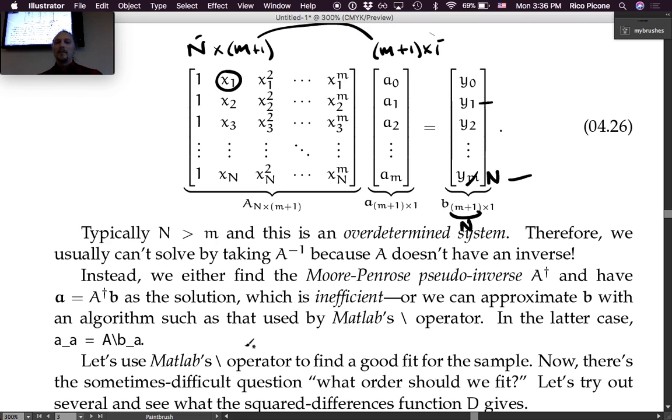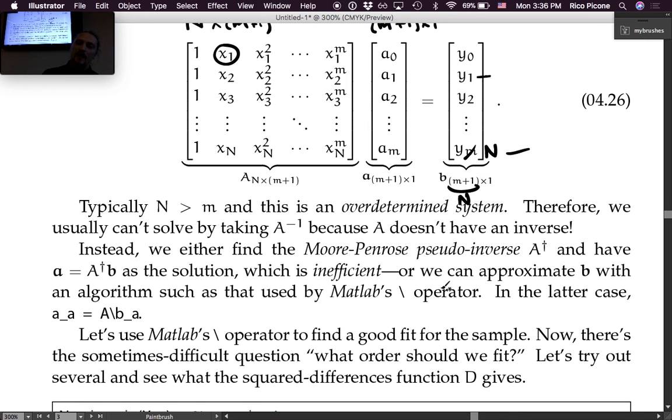We can approximate the solution with an algorithm such as that used by MATLAB's slash operator. There's a name for the function too, but I'm not thinking of it right now. This operator is easily used. What you do instead of writing A inverse times B is instead use A slash B.